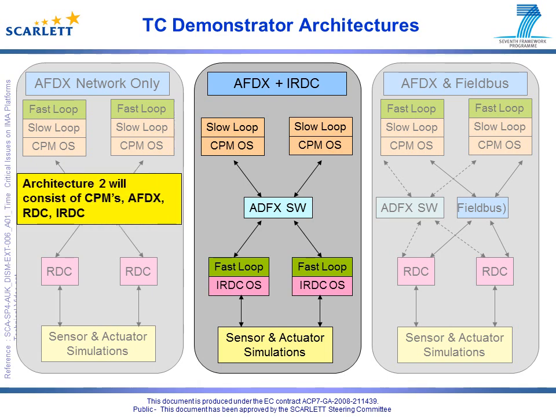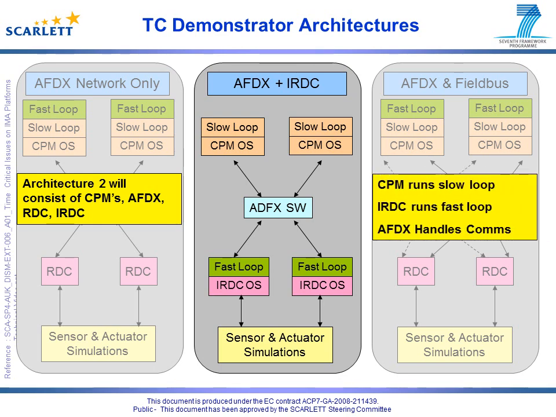Architecture 2 will consist of CP/Ms, AFDX, RDC, REU, IRDC. CP/M runs slow loop components, but still TC. RDC, not shown in the slides to improve clarity, handles normal I/O. REU, IRDC, runs fast loop component of the application and handles the I/O relevant to the fast loop processing. This is for applications with high performance, low latency requirements, such as anti-skid.